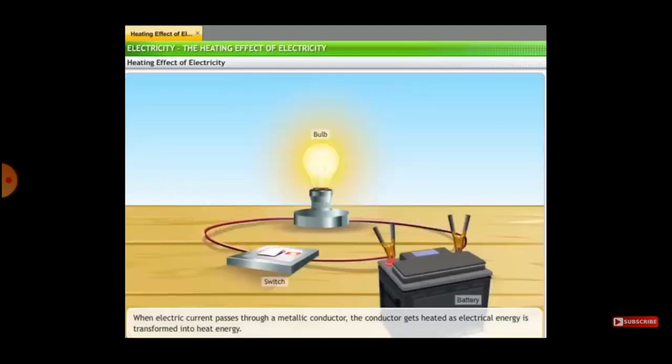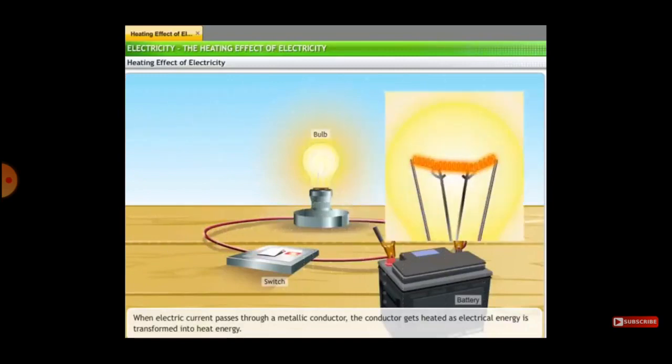Consider an electric circuit connected with a bulb. When the switch is on, the bulb glows. This is because the filament in the bulb, called the tungsten filament, has current passing through it. The metal conductor gets heated, and that heat makes the bulb glow.